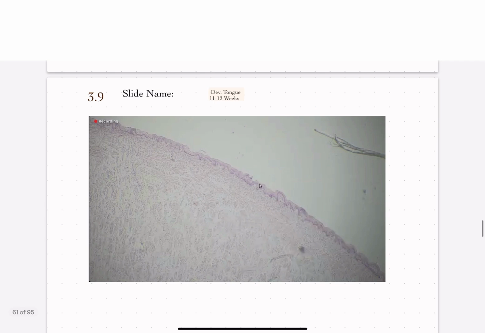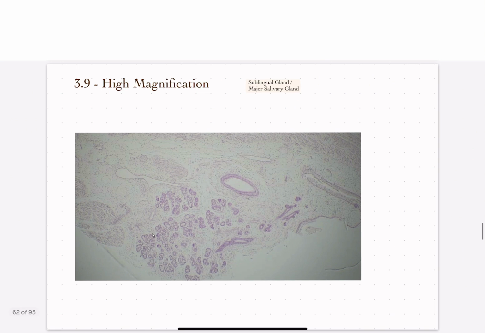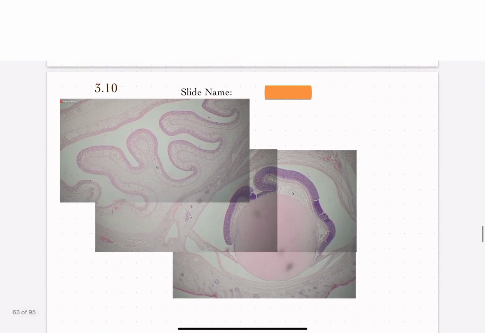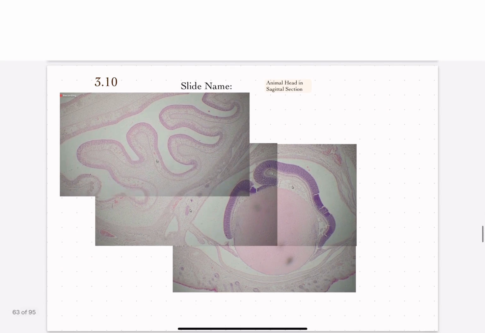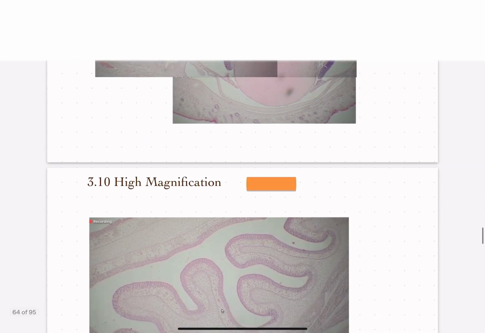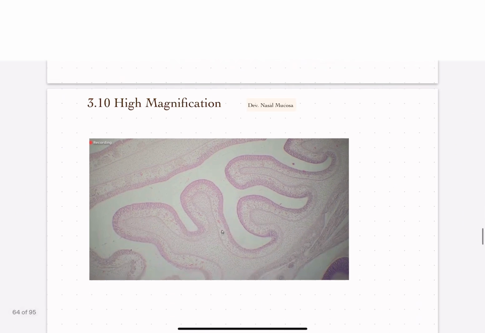3.9, developing tongue, 11 to 12 weeks. And then for the structure, it was the sublingual gland or major salivary gland, always depending on what the professor wants you to write. 3.10, the animal head in sagittal section. And then for the zoomed in version, we had the developing nasal mucosa.